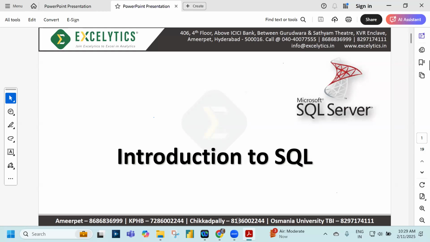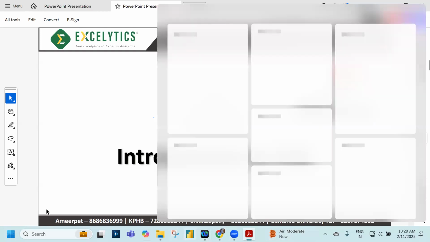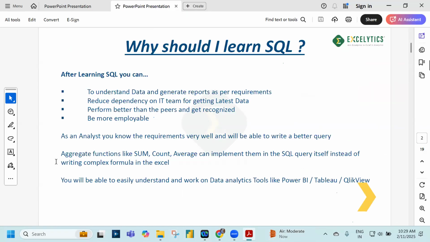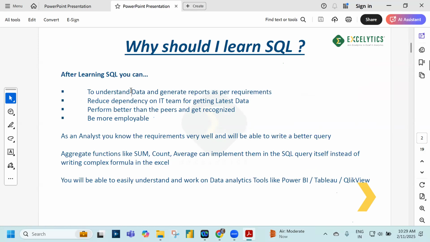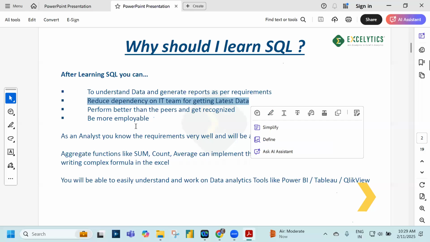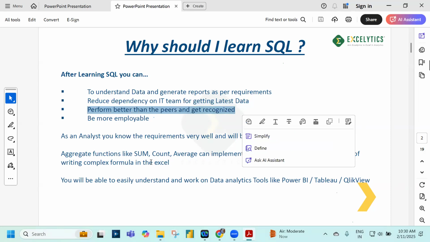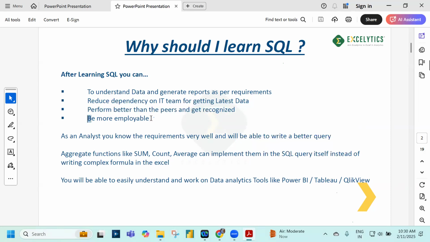Okay, fine then. Why should I learn SQL? If you learn SQL, you understand your requirement, so you can easily extract the required amount of data and create the reports. It reduces the dependency on the IT team. You don't need to reach out to your IT team requesting the last 1 week's data or current data, because you know SQL, you can write your own queries and get the data. Perform better than peers and get recognized, be more employable, with more skills.